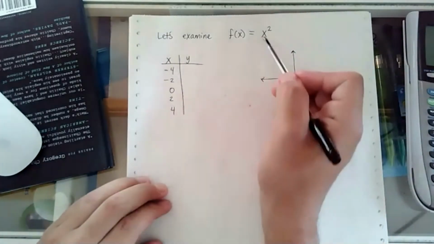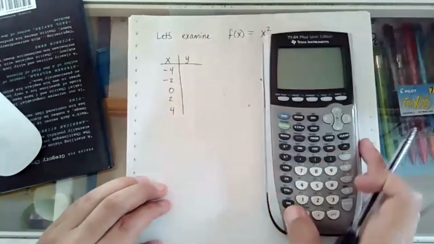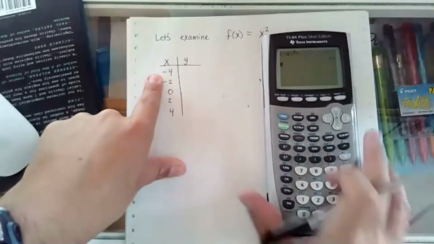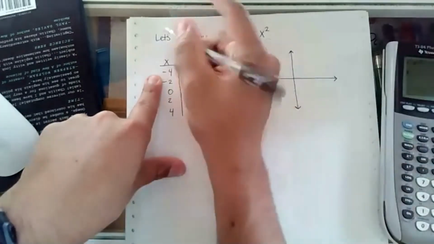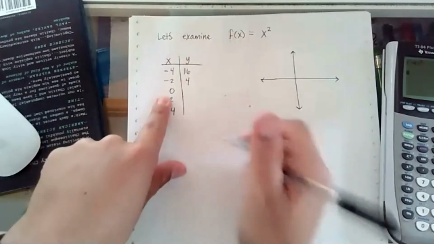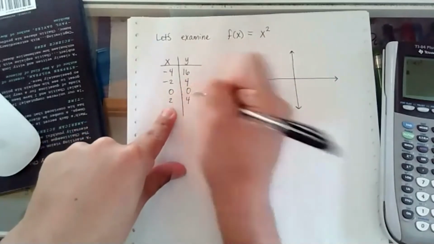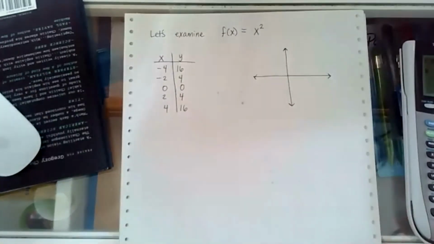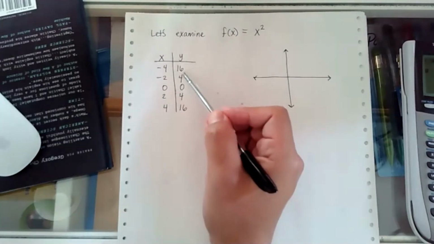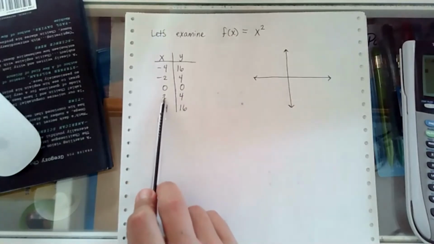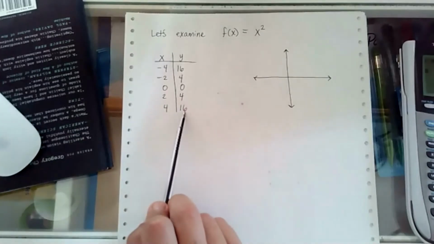If I plug -4 into this equation, we could just grab our calculator and plug and chug. -4 squared is +16. -2 squared is going to be +4. 0 squared is 0, 2 becomes 4, and 4 becomes +16. So it looks like the output values get pretty large pretty quickly. The input values I chose here went from 2 getting transformed to 4, and 4 getting transformed to 16.